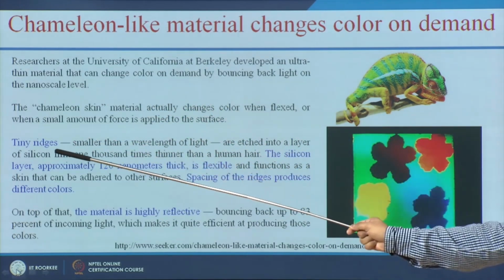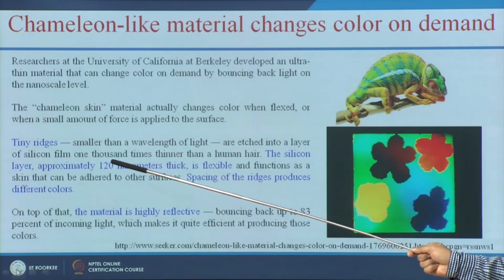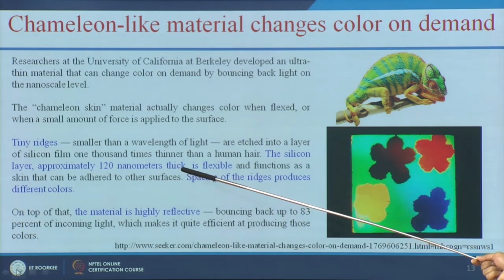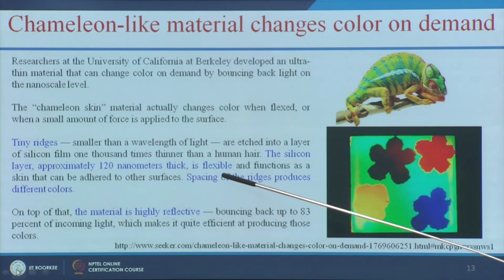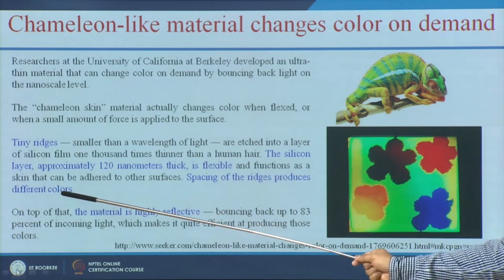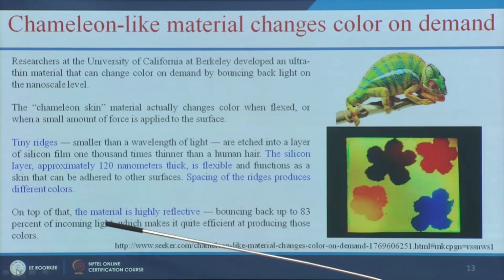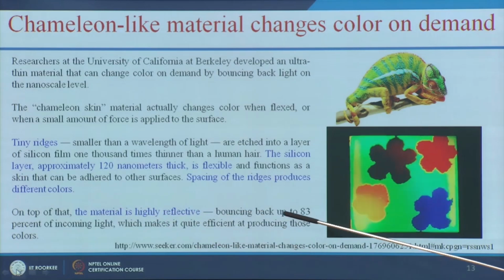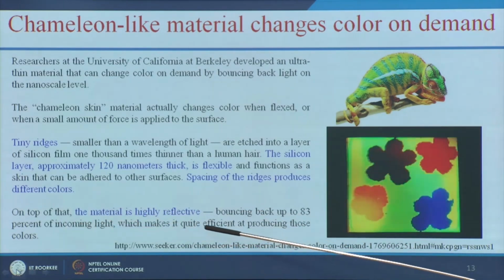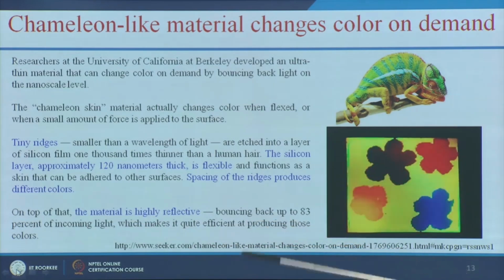So this material is made up of small tiny ridges, and it is made up of a silicon layer approximately 120 nanometers thick, and again it is flexible. The spacing of the ridges produces different colors, and another important property of this material is that it can bounce back up to 83% of incoming light, which makes it quite efficient at producing those different kinds of colors.